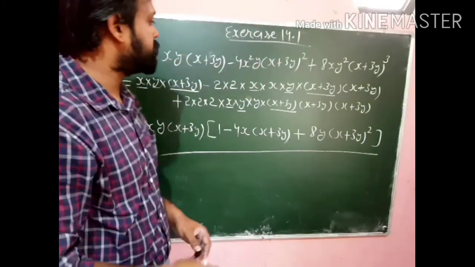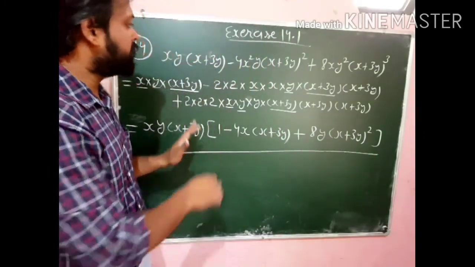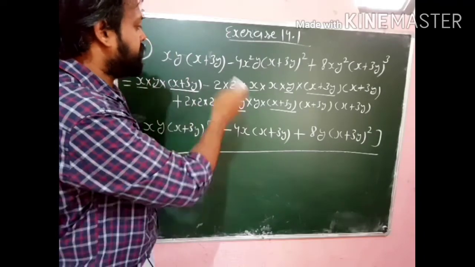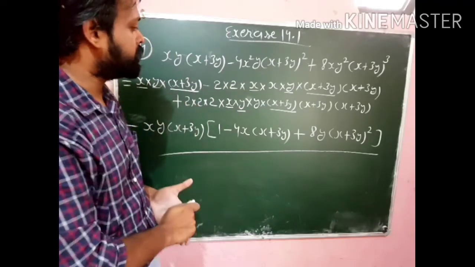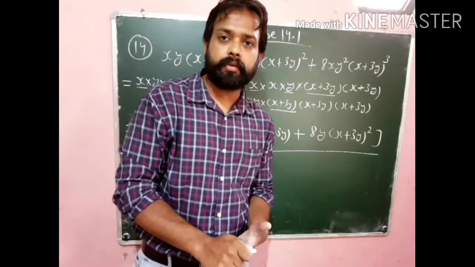So I hope this is clear to you. Very simple sum is this. Just make the factors and take the common terms. So this is the answer. So I hope this is clear to you.